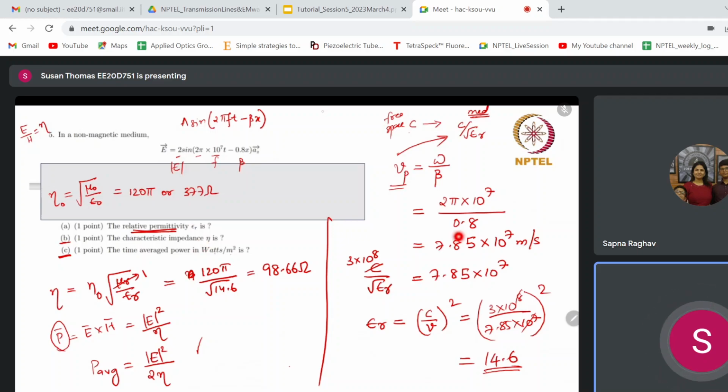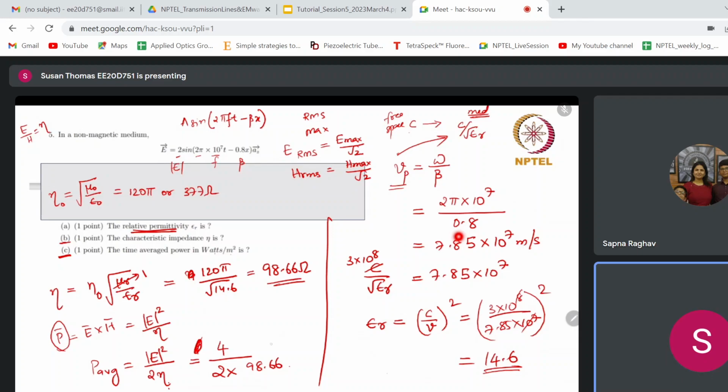we say RMS value and maximum value. So E RMS will be E max by root 2. Similarly, H RMS will be what? H max by root 2. So if you multiply these two, then that becomes 1 by 2. So mod E square by 2 times eta. What is mod E? 2. So 2 square is 4. 4 by 2 into eta, the medium impedance 98.66. So the time averaged power value will be 0.0203 watt per meter square. You can try calculating.